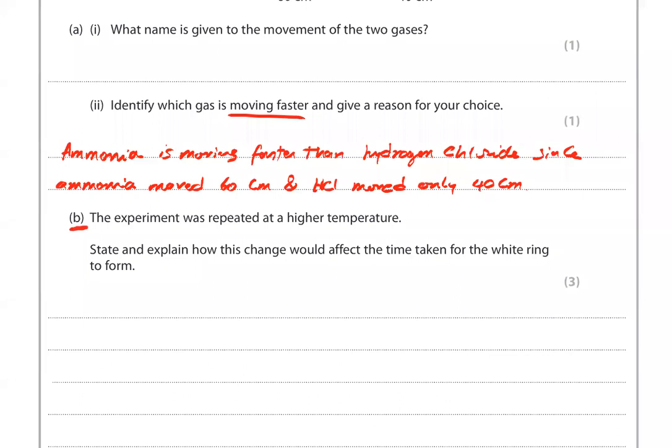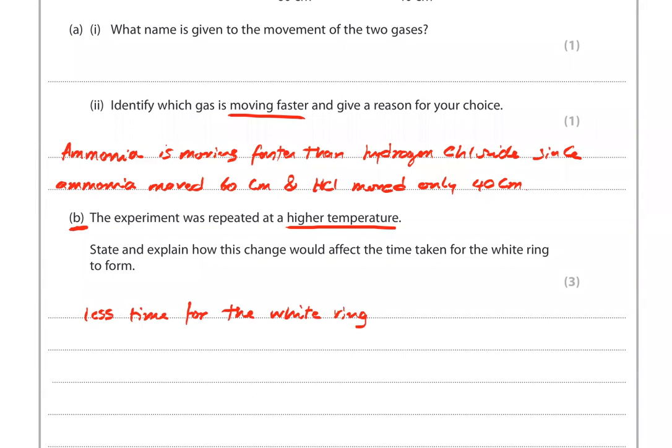Question B. The experiment was repeated at higher temperature. State and explain how this change would affect the time taken for the white ring to form. طبعا the time taken would be shorter. يعني less time for the white ring to form. يعني less than 5 minutes. التجربة الأولانية اتعملت خدت 5 minutes.